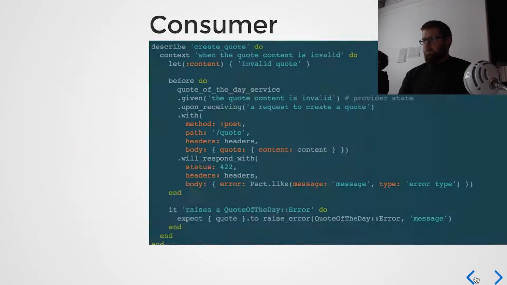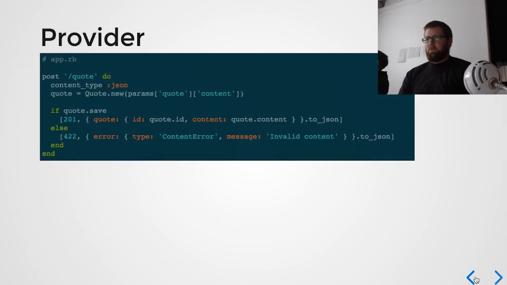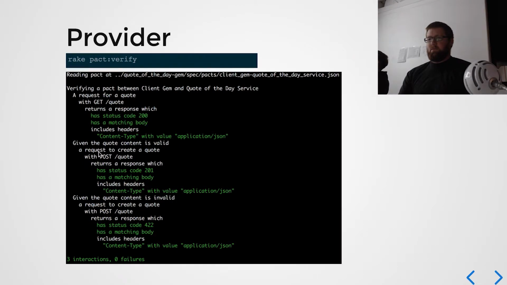And that's the bad case. If I ran pact verify, I would see, given that the quote content's valid, a request to create a quote, post quote, gives back 201, gives back the body I expect, and it gives back the headers I expect. So I'm good. My happy path on the provider is good. If I send a valid quote, it's going to save it and it's going to render it back to me. Seems simple enough.